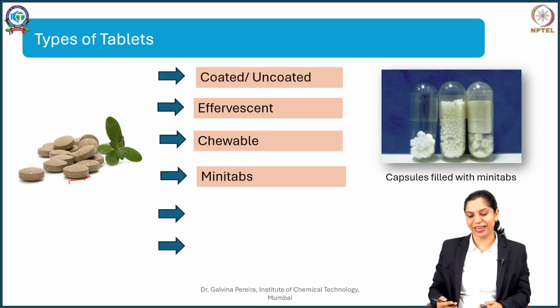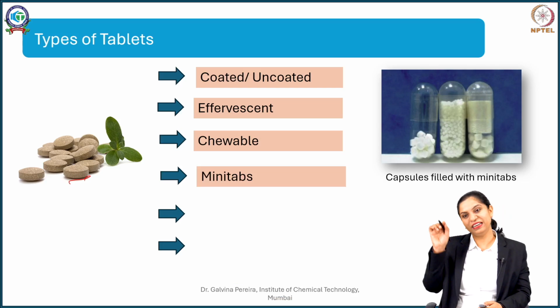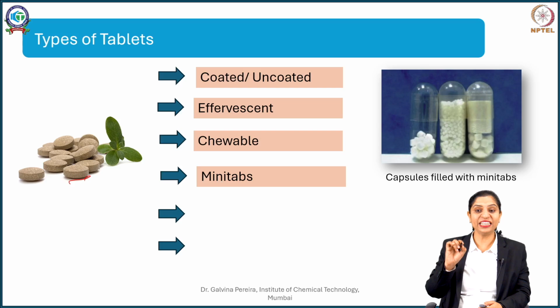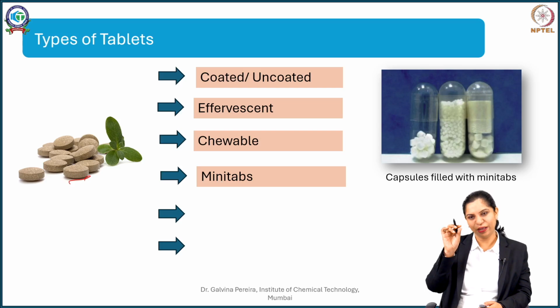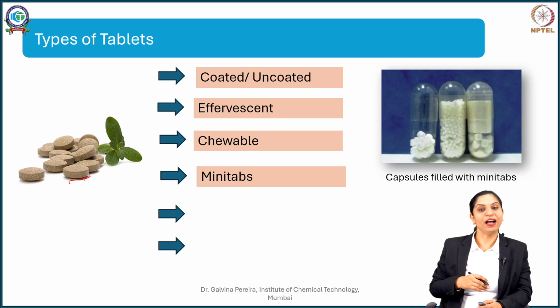Then you have your mini tabs. You can see here they are so tiny that they could be filled in your capsules as well. But they are not clearly circular granules. You can see they are discs. So they are punched very carefully using specialized machines or certain extruders and cutters, and there you have your mini tabs, with a size of about half a millimeter to 1 millimeter or even 2 millimeters.